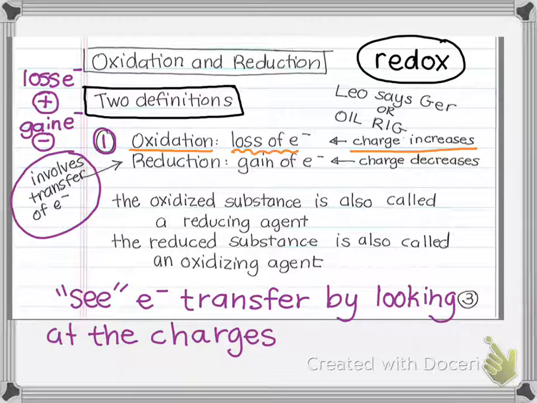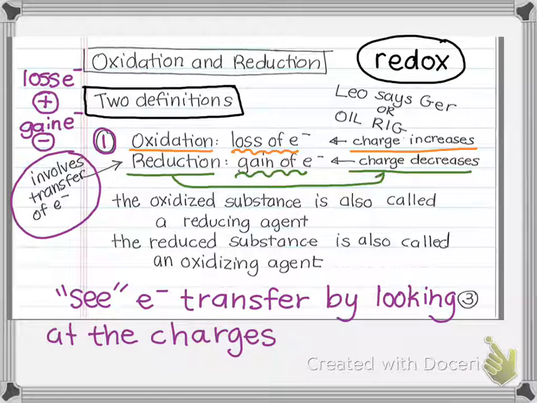Now reduction, here's the definition, is the gain of an electron. And so when you gain electrons, the charges become more negative, so the charge is going to decrease. So it might be a point of confusion, how would reduction go with gaining? But when you think about the reduction, it's actually a reduction in the charge.